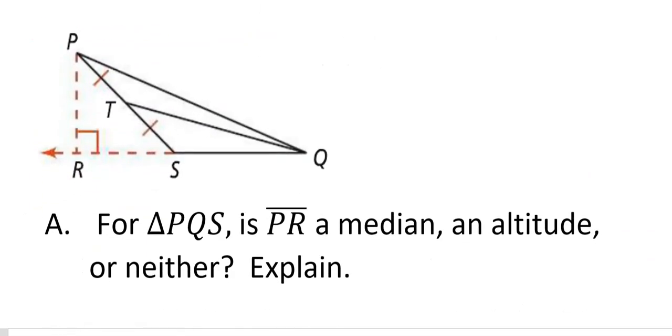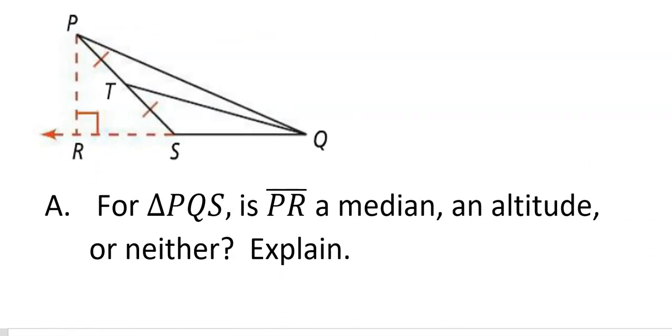Okay, so second example. Notice this one will look different because you'll see some right angle symbols in it. So you're going to be able to tell which one is which, probably just because of those right angle symbols. It says for triangle PQS, is PR a median, an altitude, or neither? Okay, so let's describe them all.